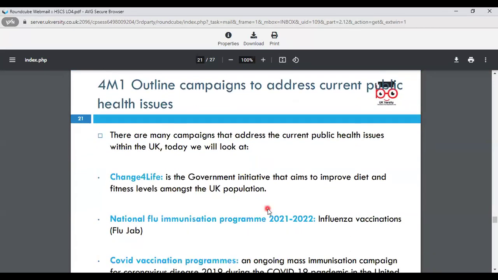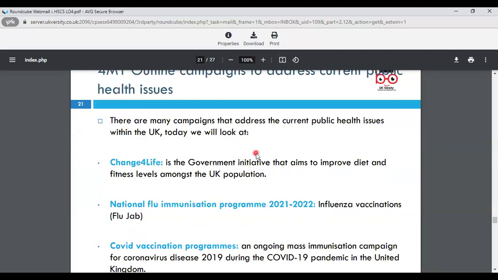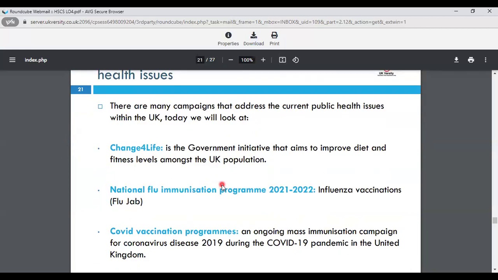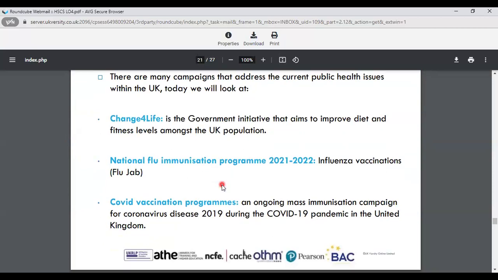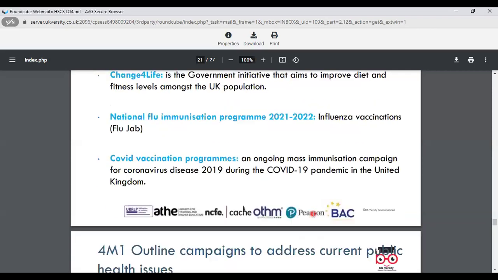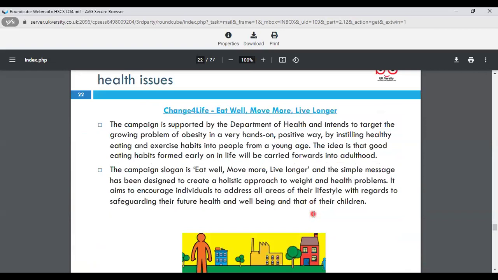So there are some campaigns to address current public health issues within the UK. So there's Change4Life, a UK government initiative that helps to improve diet and fitness levels amongst the UK population. There's the National Flu Immunization Program, launched in 2021 to 22, through which influenza vaccines or flu jabs are given. And there's the COVID vaccination program, an ongoing mass immunization campaign for COVID since 2019 within the UK. A lot of its vaccines are now being withdrawn because of adverse effects.